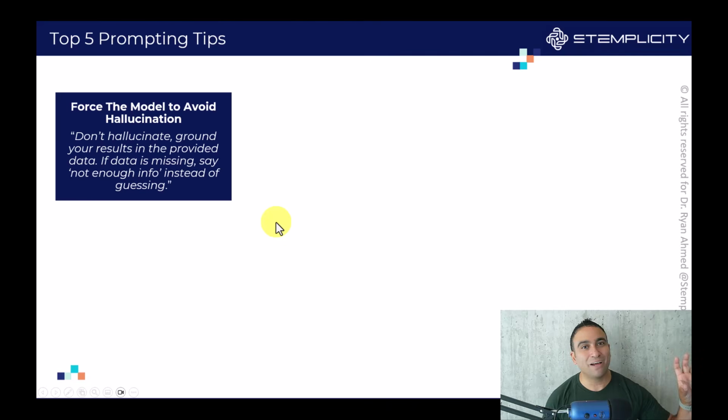And we found that by including this, the AI model is going to lower the temperature, which is one of the parameters, kind of lower the creativity of that model and try to ground the results in the provided documents or facts.